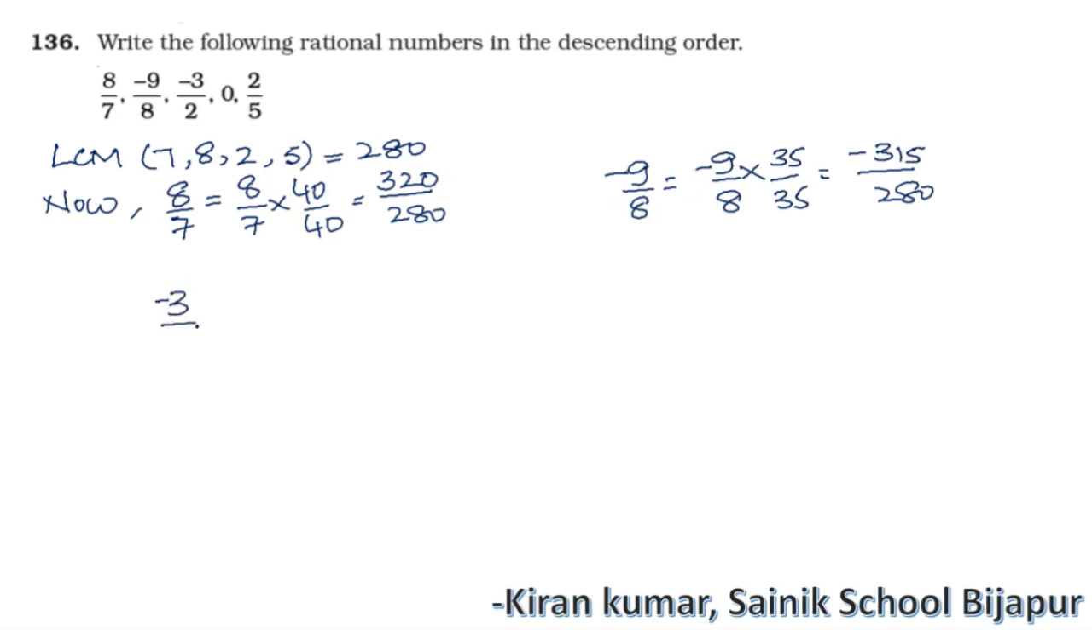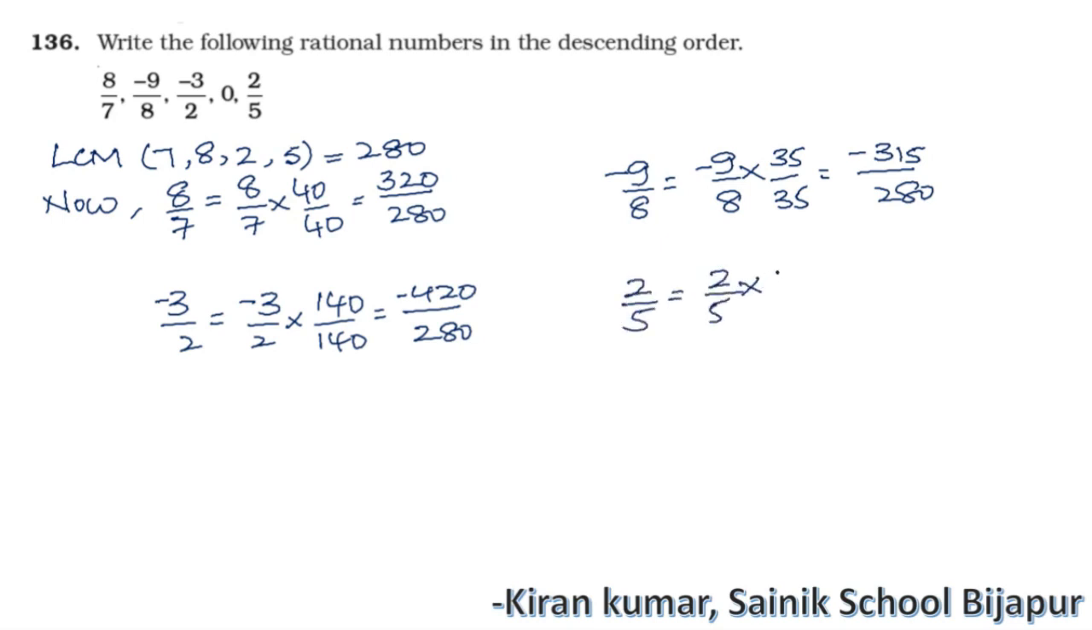Now -3/2, I'll write it as -3/2 multiplied by 140/140, so that the denominator is 280 and the numerator turns to be -420. 2/5 I will write as 2/5 into 56/56, so that the denominator is 280. Now the numerator is 112.